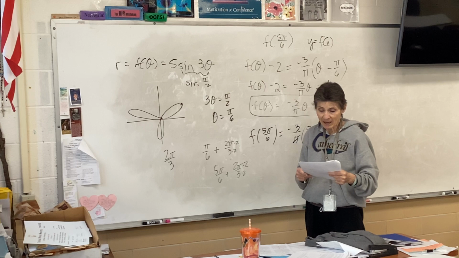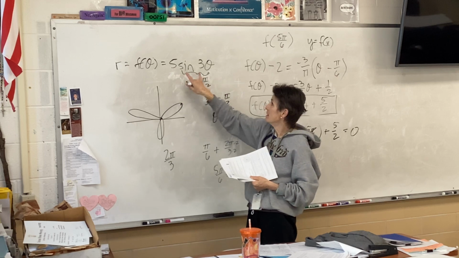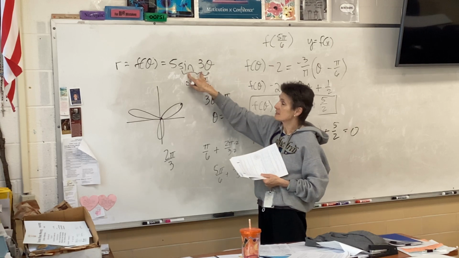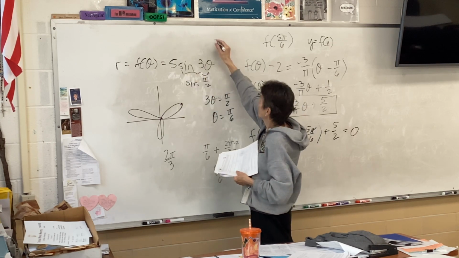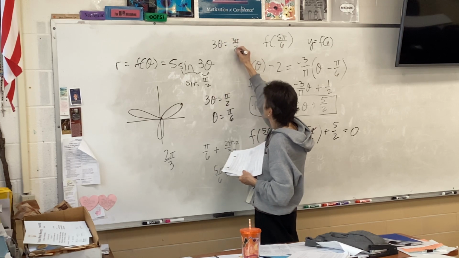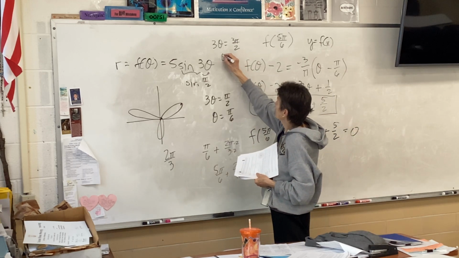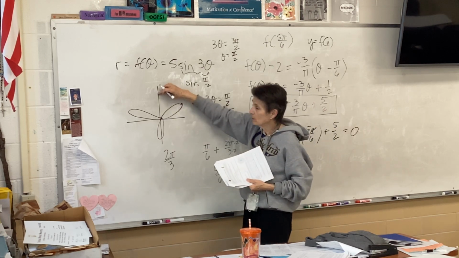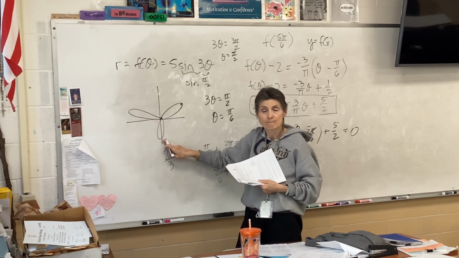All right, the minimum value of r is going to be -5, right? Because the minimum value of sine is -1. Well, where does the sine equal -1? The sine equals -1 at 3 pi over 2. So 3 theta has to be 3 pi over 2, so theta has to equal pi over 2. Now keep in mind that when you put in pi over 2, you're going to get a -r. Where is that point going to plot? Right down here. We already knew that.